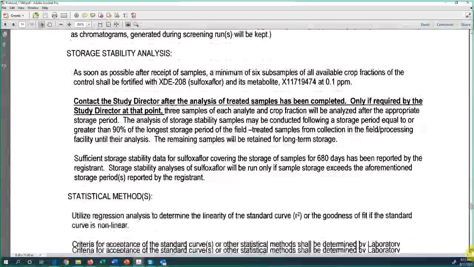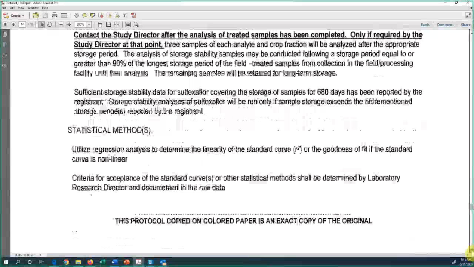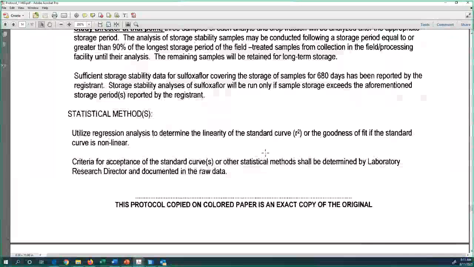Okay, then we talk more about the statistical methods. Now, it does not tell you exactly what you must use, but it did say you use linearity there. So if you change it to a different way, for example, if it's not linear, you need to talk to the study director. If you use quadratic or other regression, that's okay, that's acceptable, but you need to talk to them. Make sure you report the R squared value, not the R value.